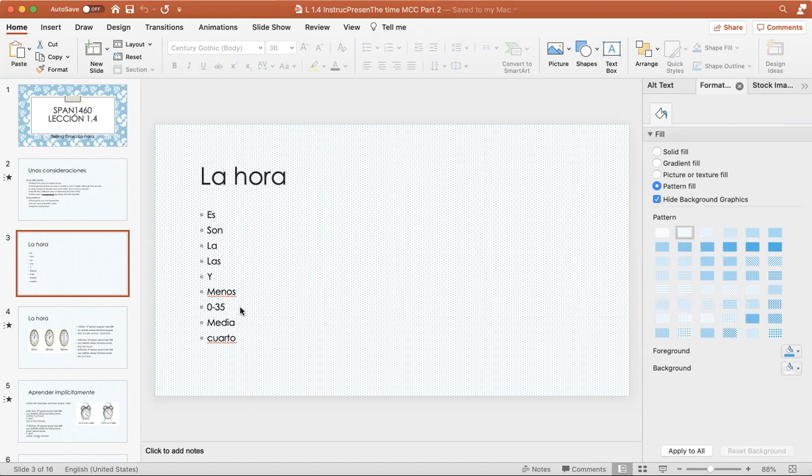Los números hasta el 35, so numbers up to 35, right? So which one are the numbers up to 35?